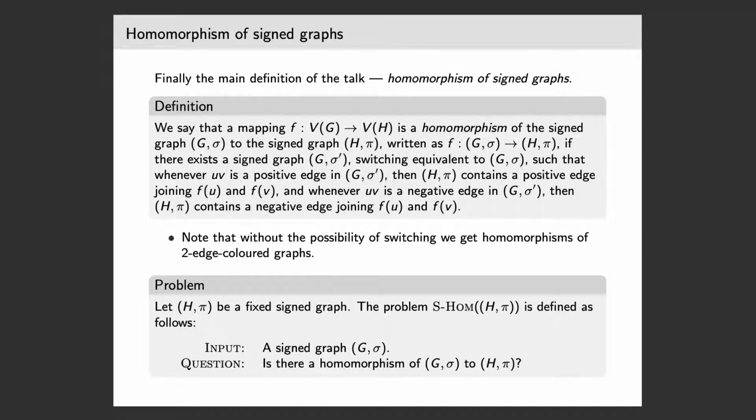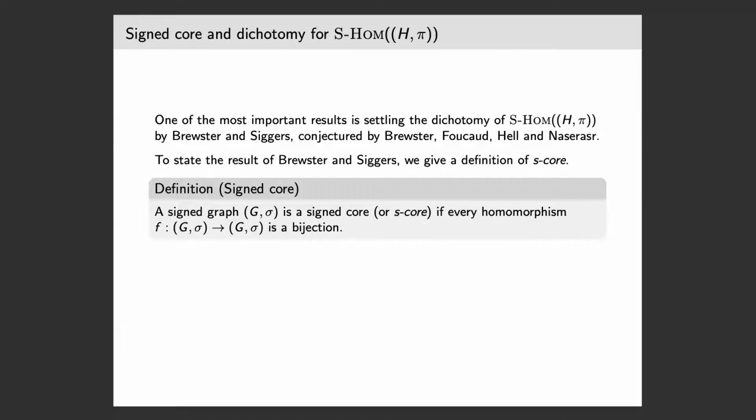We can also associate a computational problem to this definition. Let H-hat be a fixed signed graph. The problem S-Hom(H-hat) is defined as follows. On the input, we have a signed graph (G, sigma), and we ask if there is a homomorphism of (G, sigma) to H-hat.